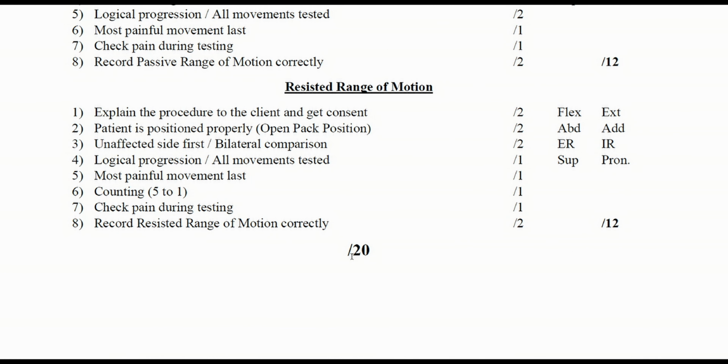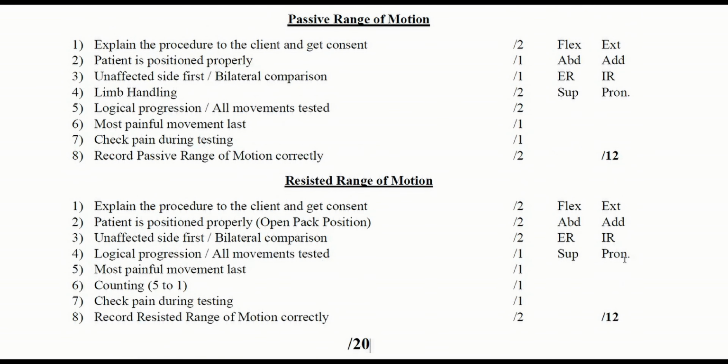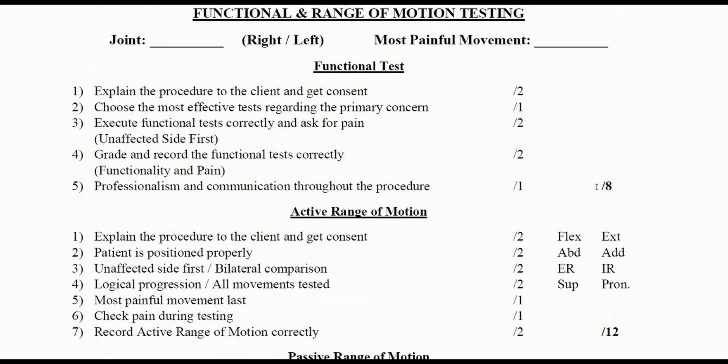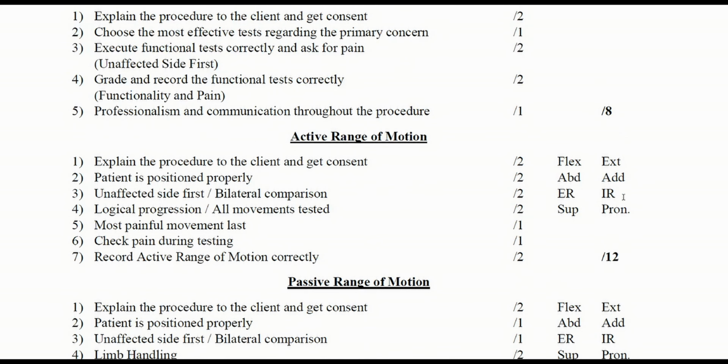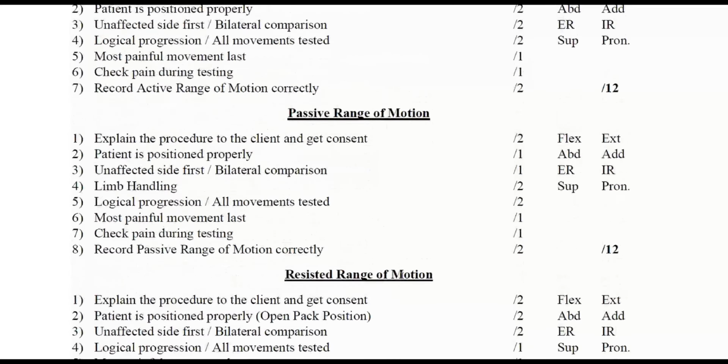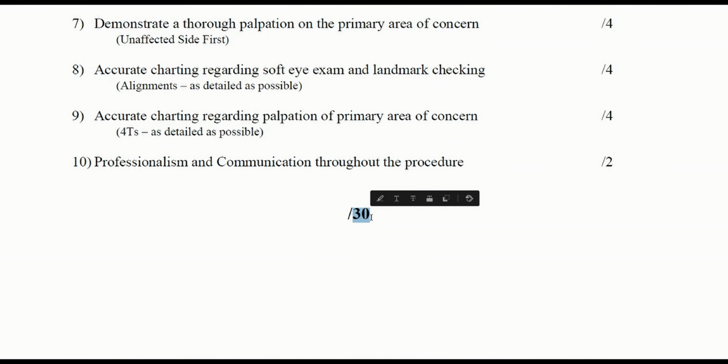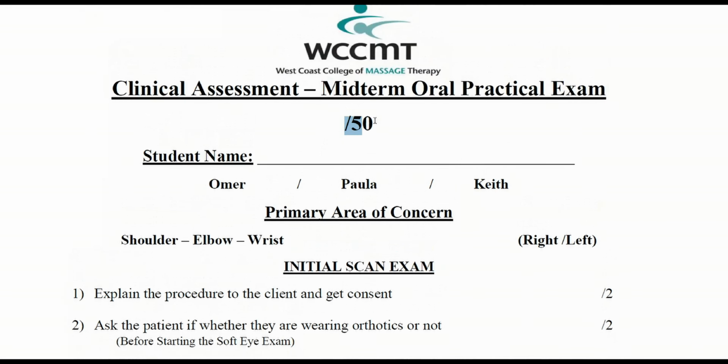And then that's it. That's out of 20. So 12 points for the resistance range of motion or passive range of motion, and then 8 points for the functional. That's why 8 plus 12 is 20. That's what we are basically looking for. And then 20 plus 30, that's how we get to the 50 out of 50 marks.